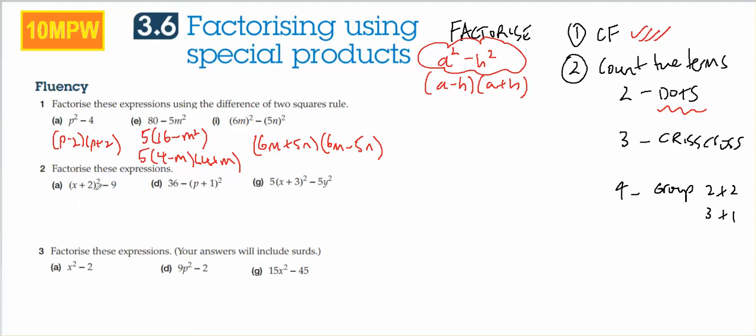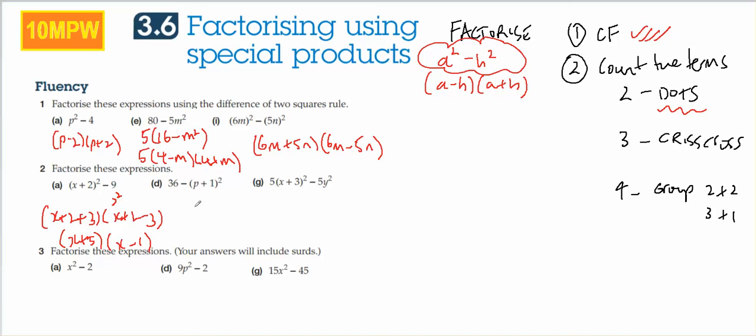I have x plus 2 all squared minus 3 squared. So it's going to give me x plus 2 in the first spot of my two brackets. Then I'll have plus 3 minus 3. And then I can simplify that further and say that's x plus 5. And that's x minus 1.